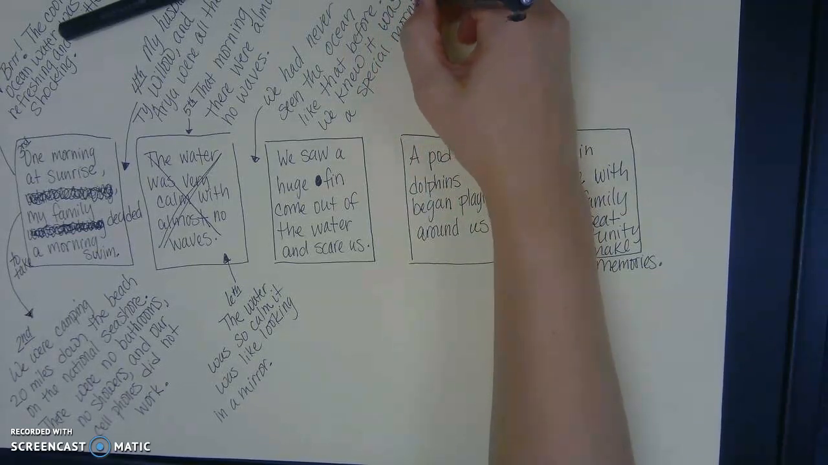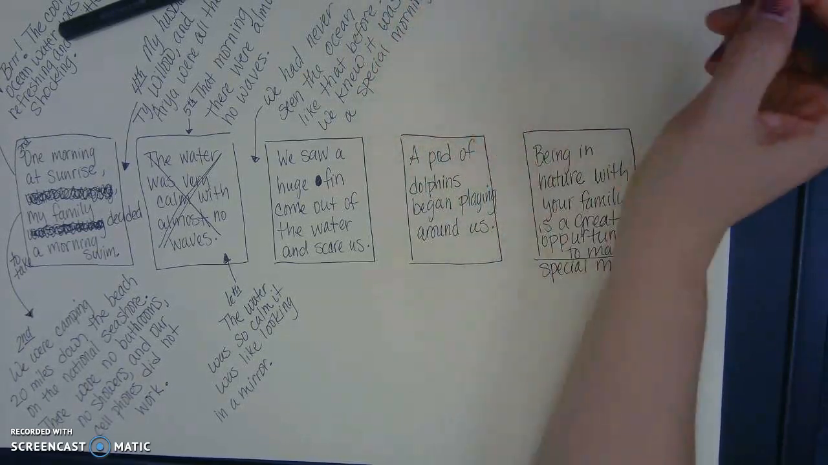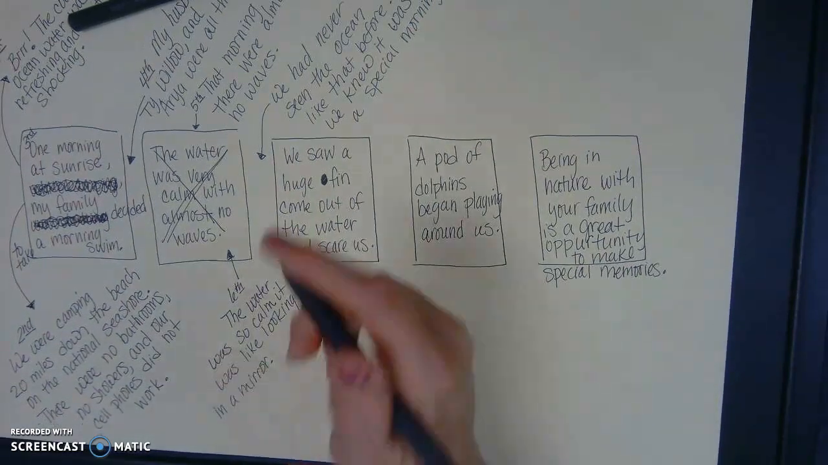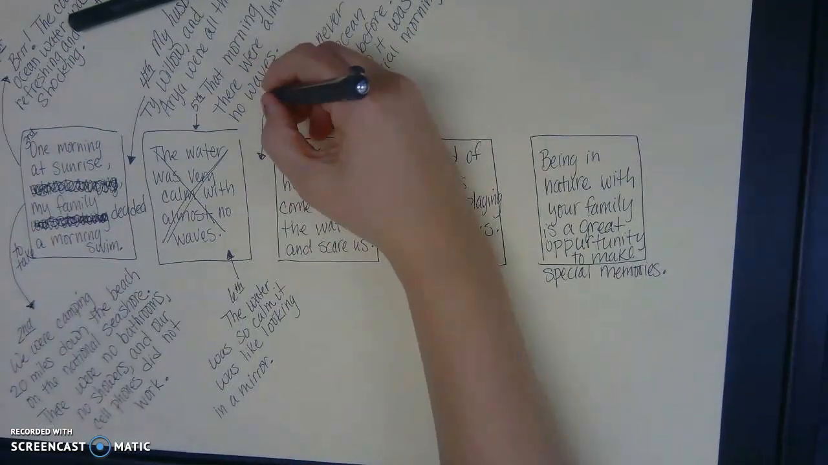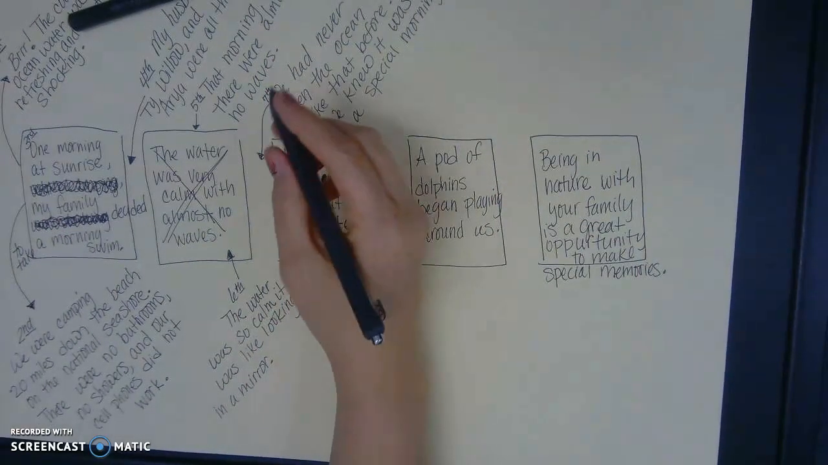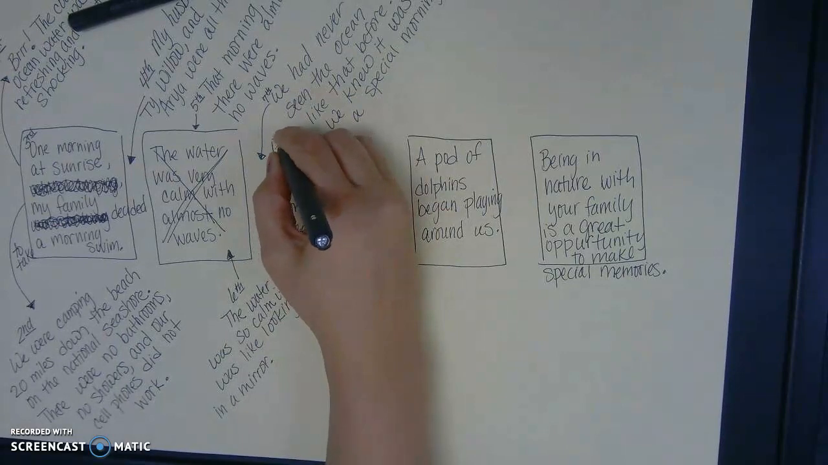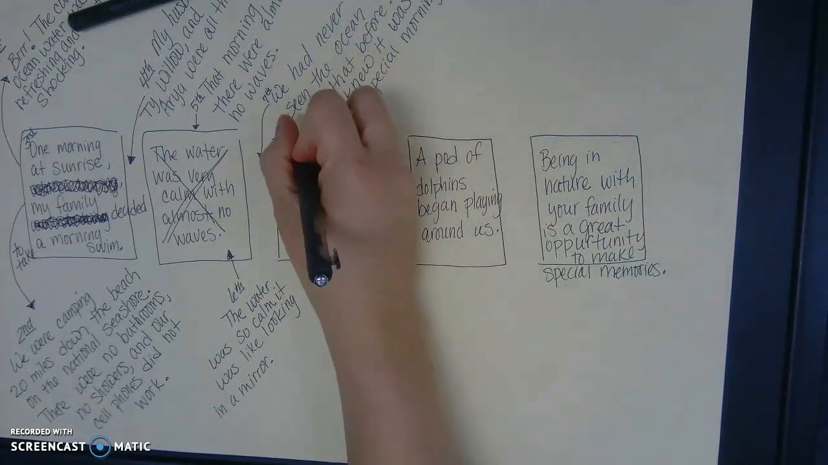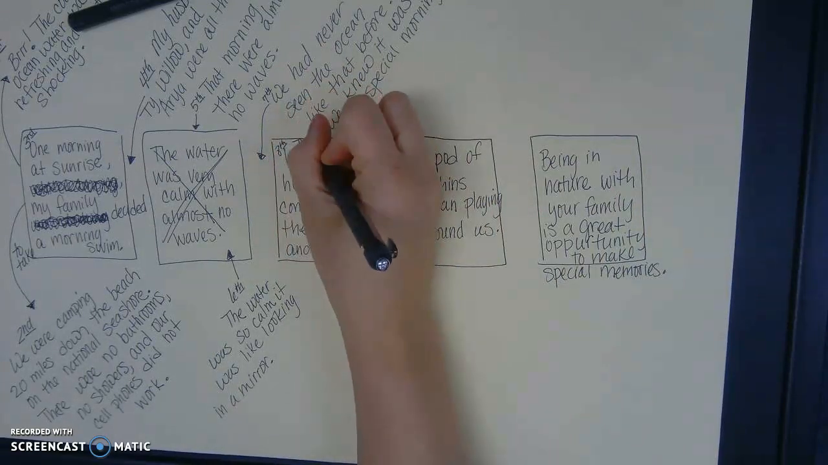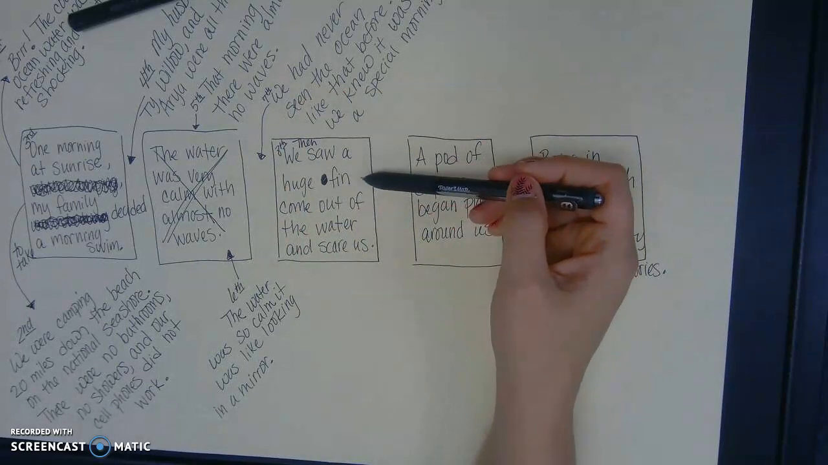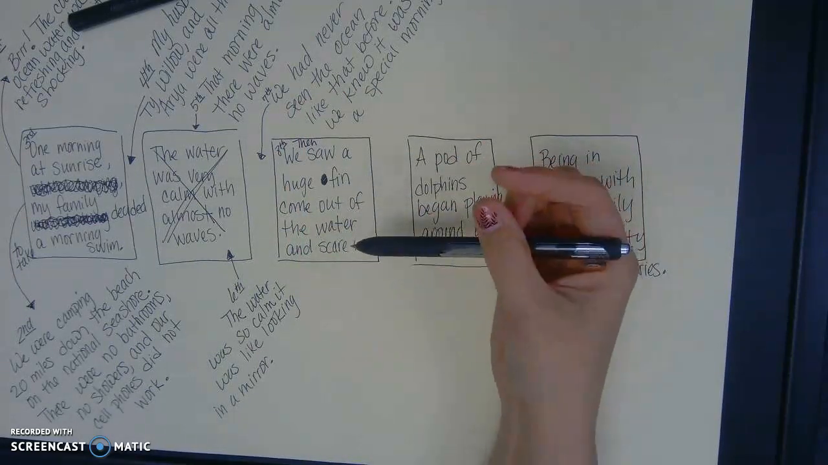It was really weird. It was like being at a lake. It was so calm. So that was my seventh thing. Now I'm ready to share what happened next. I'm going to put then, I like that word, that's a good transition word. Then we saw a huge fin come out of the water and scare us.